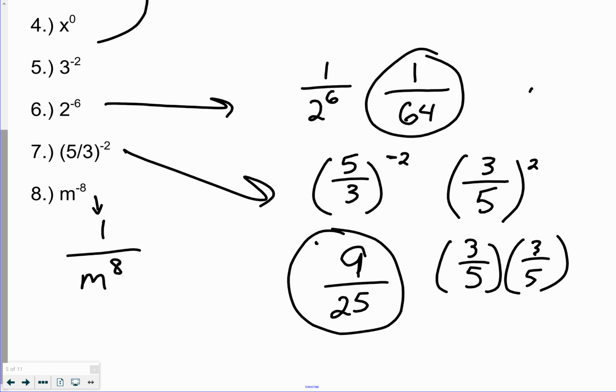Yes, Ashley. Well, the m has the negative 8 to start, right? So it's saying m to the negative 8th power, so the m's got to keep the 8. But if we move it to the denominator, we can change that exponent to be a positive. Okay?